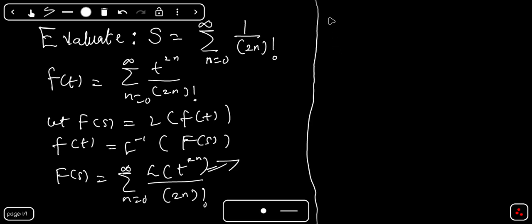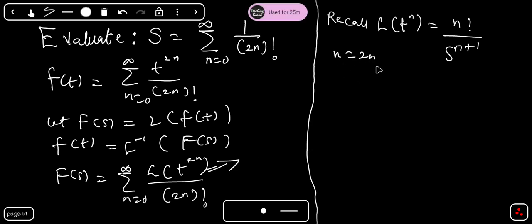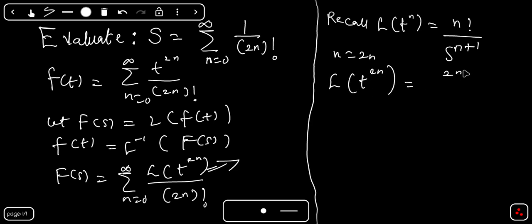So let me quickly recall this. Recall that the Laplace transform of t raised to the power of n is equal to n factorial over s raised to the power of n plus 1. So in this case, n will be equal to 2n. So we are going to substitute n to be 2n. Then if we do that, the Laplace transform of t raised to the power of 2n will be equal to 2n factorial over s raised to the power of 2n plus 1.